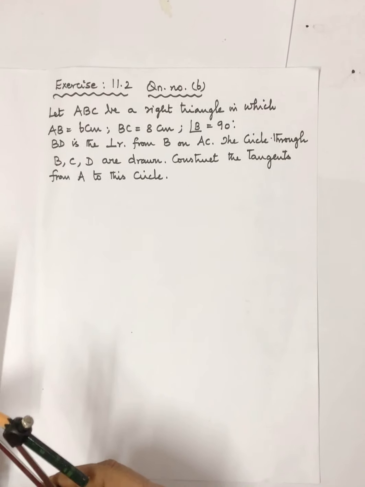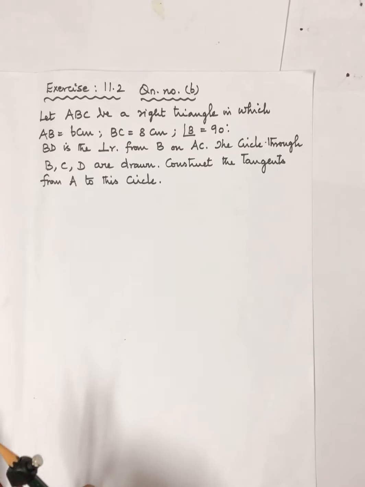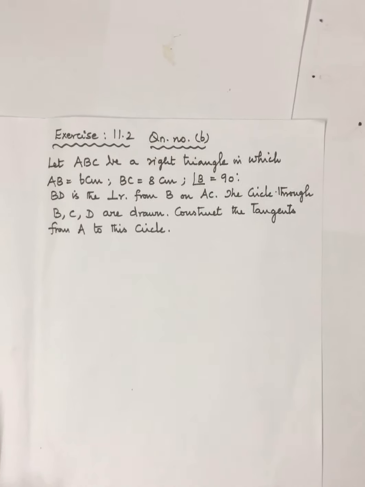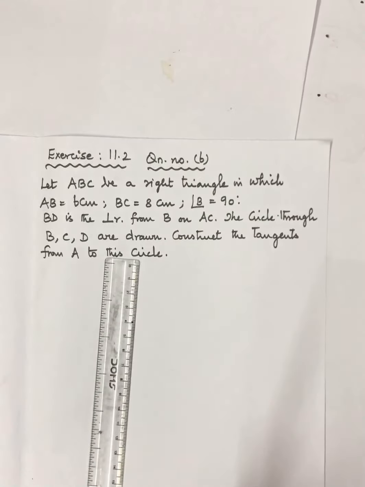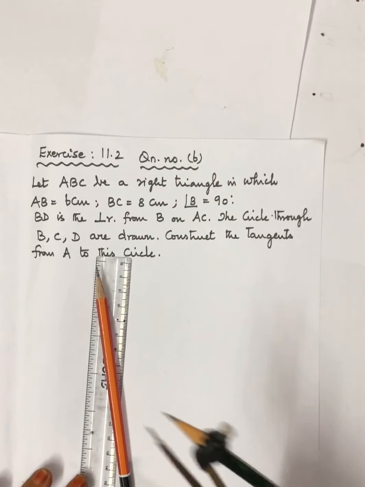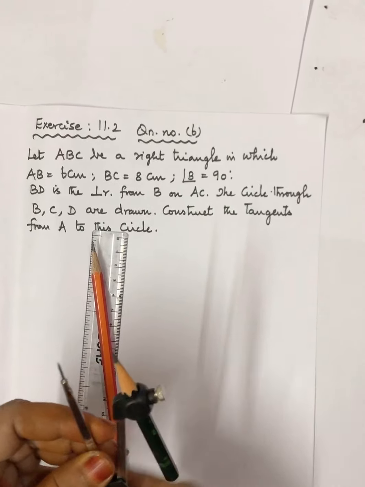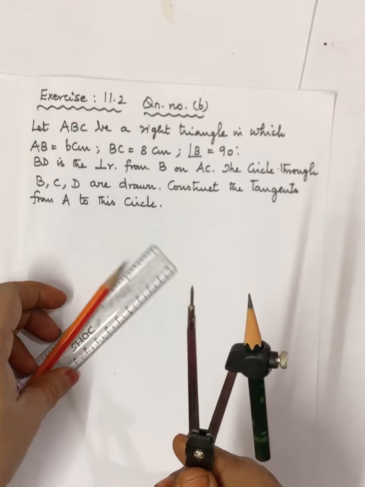Exercise 11.2, question number 6. For making this construction, you need to have a scale, a sharp pencil and a compass with a pencil fixed to it.